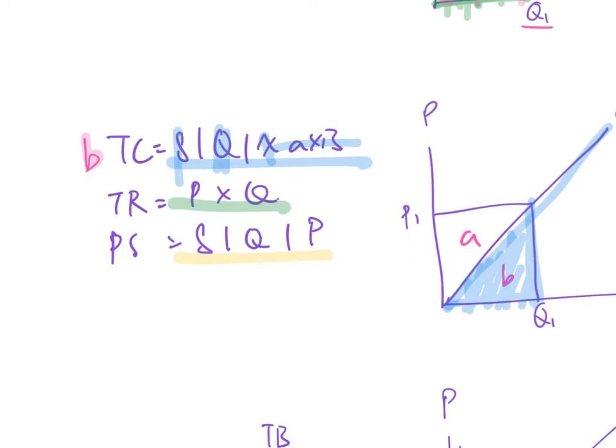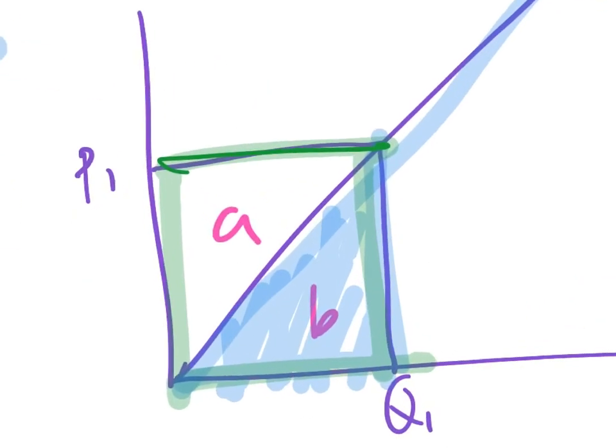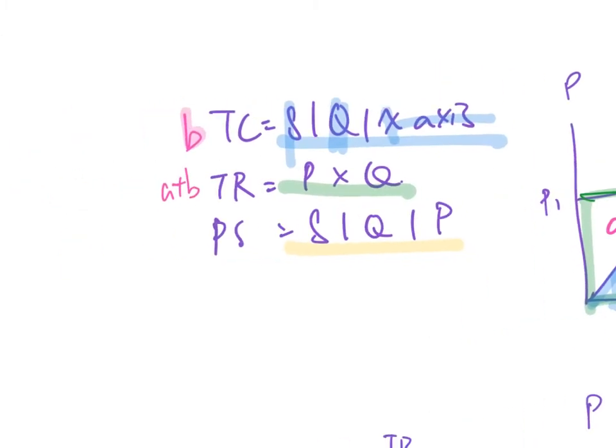Now the total revenue, just the same case, P times Q, so that is A plus B in this case. And the producer surplus is the revenue that the producer receives minus the cost they pay. Okay, so the difference is here. They receive the green rectangle minus the blue area. So A is the producer surplus.